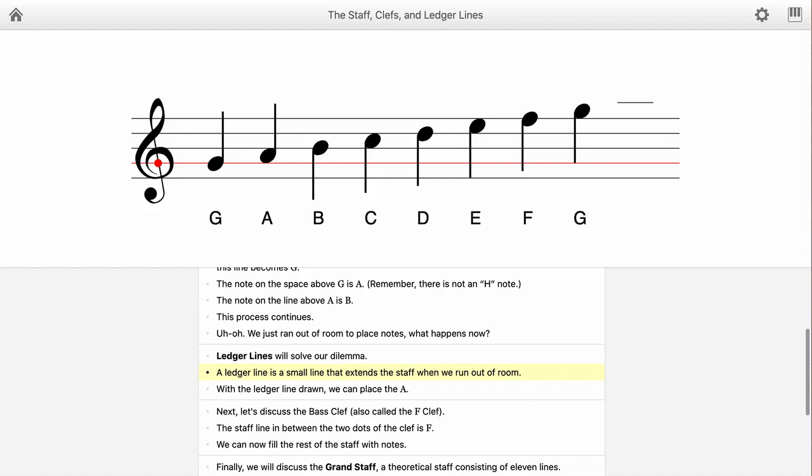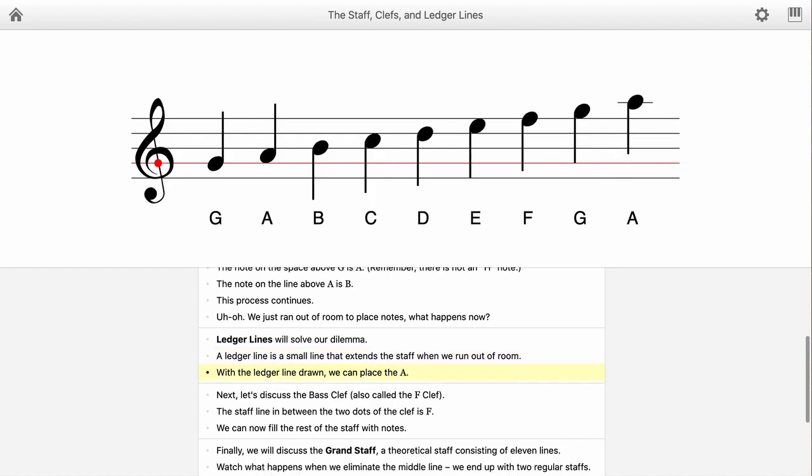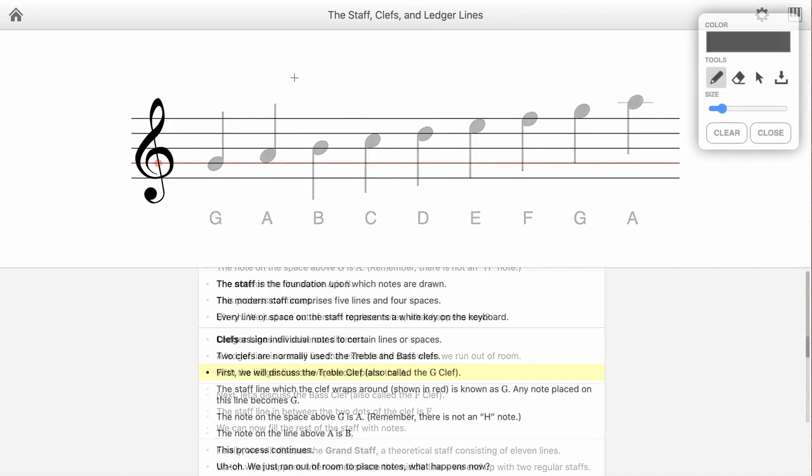A ledger line is a small line that extends the staff when we run out of room. This ledger line is really just a small piece of a really long line. Our staff could continue way more than 5 lines and 4 spaces. So we draw the ledger line, and then we put our note on it. And then we have the next A. If we wanted to keep going, we could.